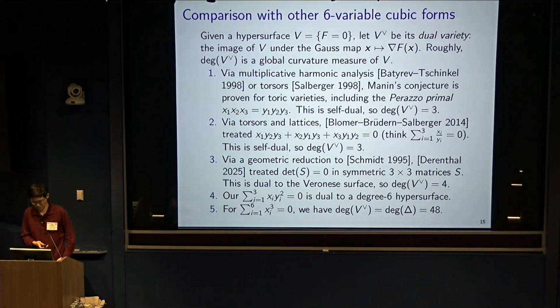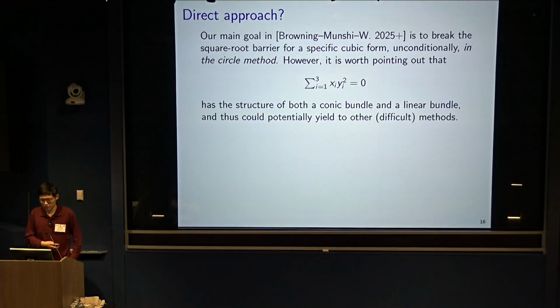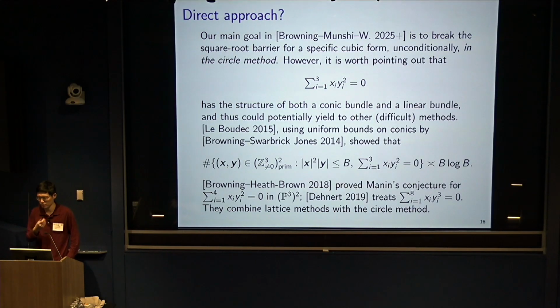Okay, so let me also mention that since this equation has a lot of extra linear and quadratic structure, we're interested in doing it through the circle method, where there's a square root barrier, but it might be possible to do it by other methods. There's a whole industry of playing off linear and conic bundle structures. So let me mention some of the results in this industry.